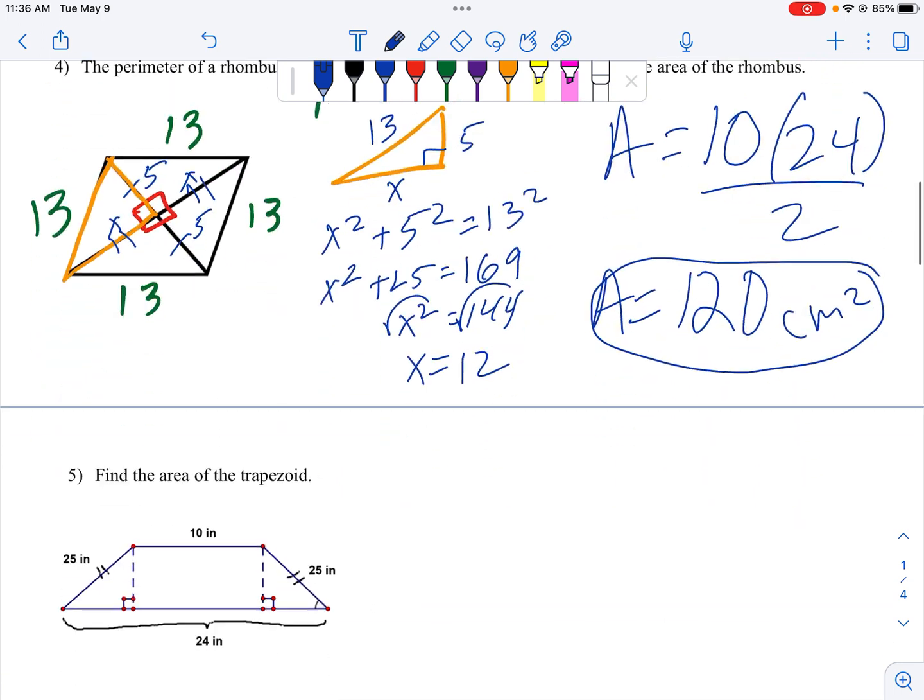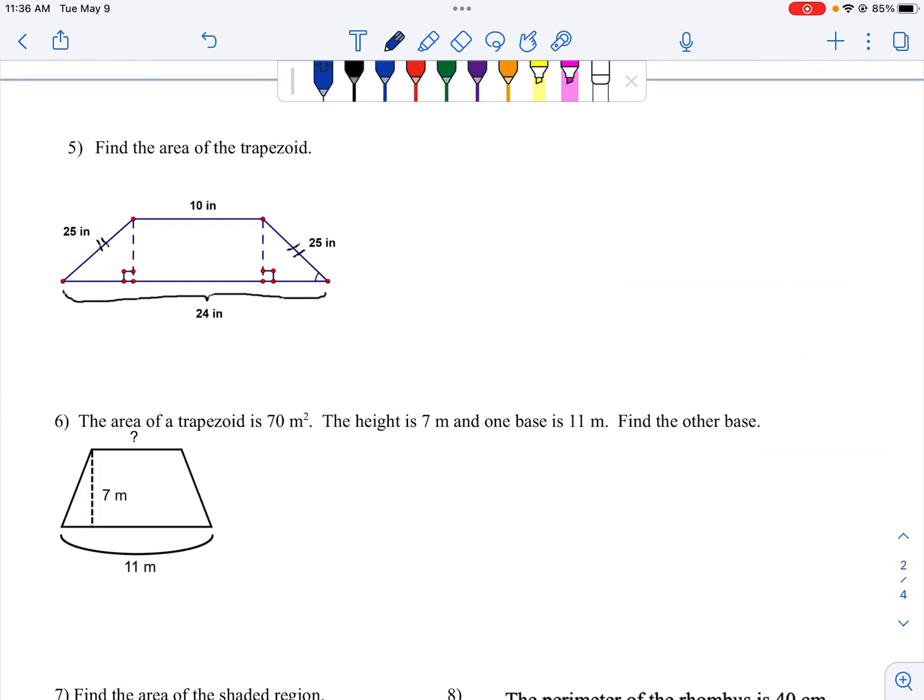All right, here we go. Next page, number 5. Number 5 says find the area of the trapezoid. Well, let's look at this beautiful trapezoid that we have here. If this is 10 right here, that makes this also 10. That means each piece here has to add up to 14. So I got 7 and 7.